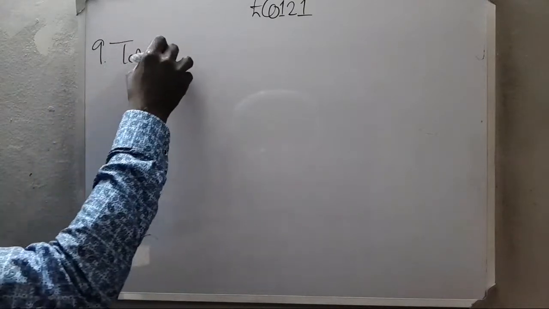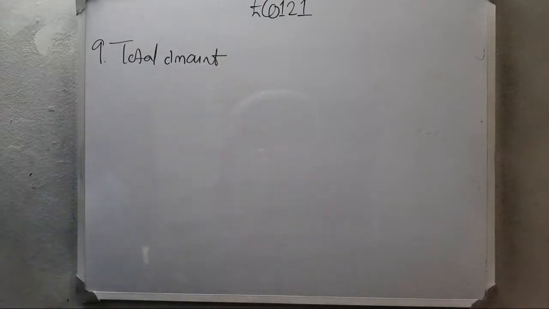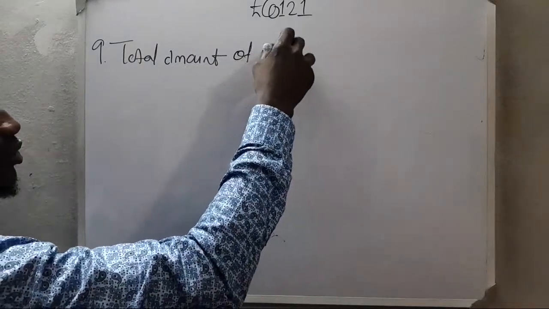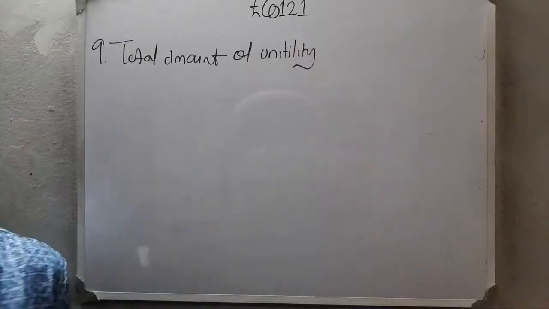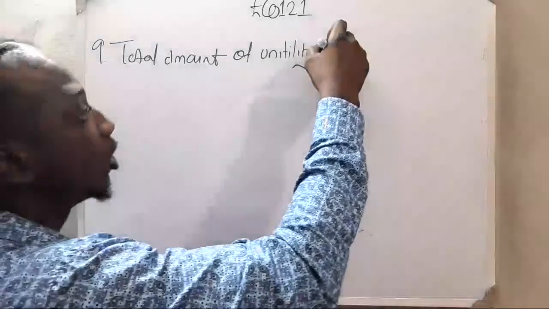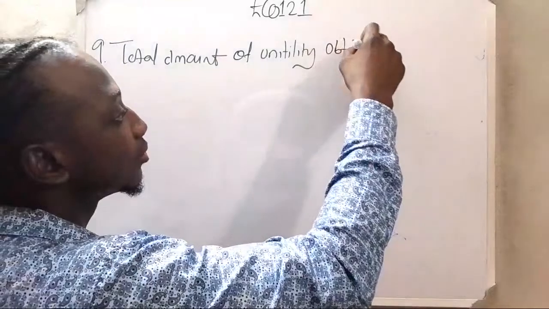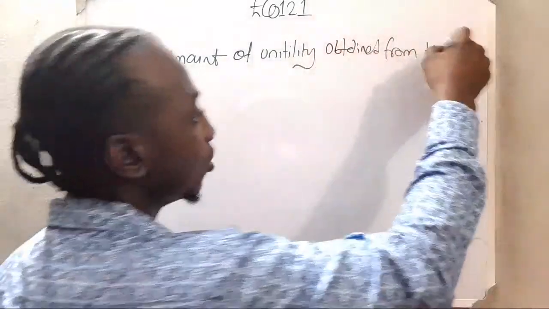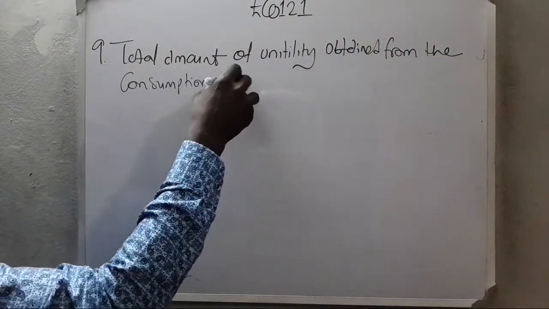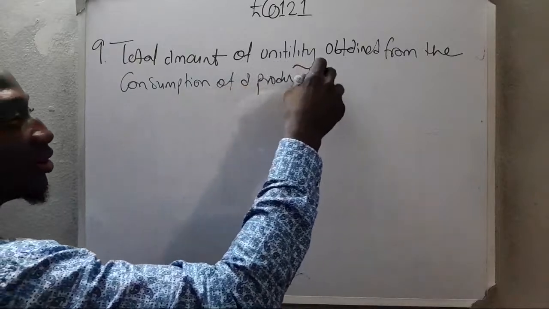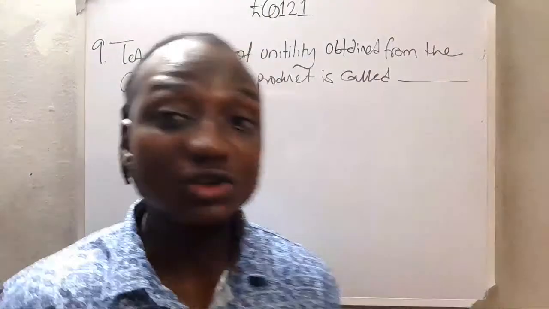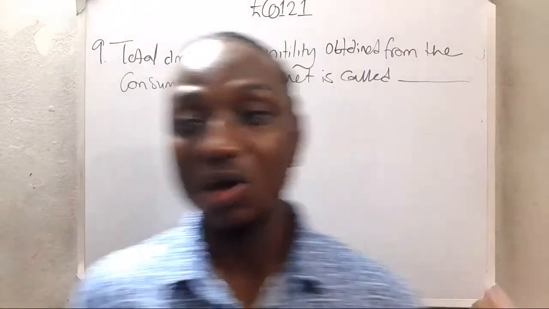Total amount of utility obtained from consumption of a product is called dash.